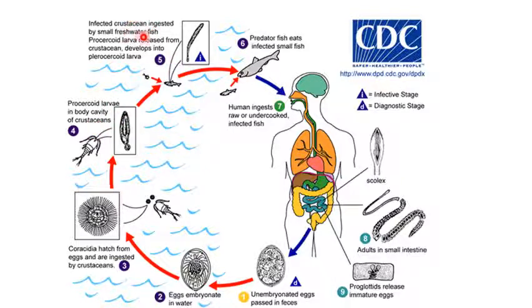The infected crustacean is ingested by small freshwater fish. Procercoid larvae released from the crustacean develop into plerocercoid larvae. Then these small fishes are taken by a predator fish like salmon. When the predator fish eats infected small fish, the human ingests raw or undercooked infected fish. Inside the intestine of man, they change into the adult tapeworm.